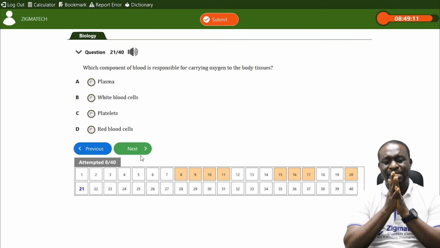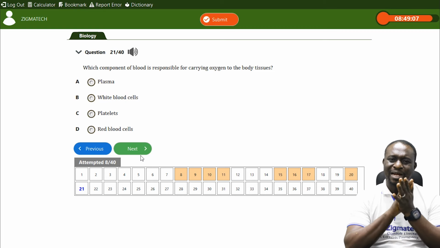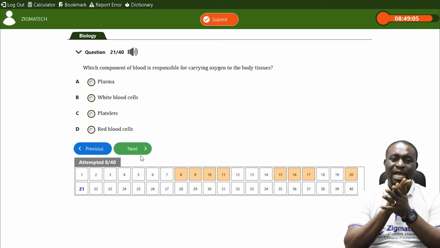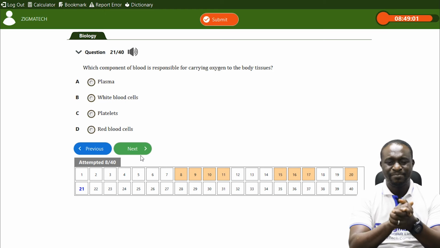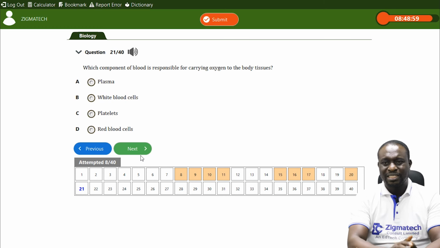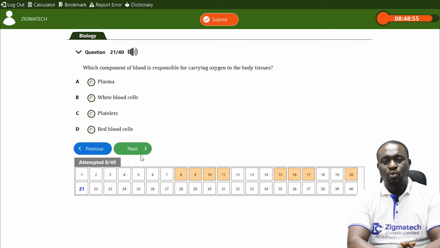And then option D says red blood cells. Now, the red blood cells have an iron compound called hemoglobin. Hemoglobin has a strong affinity for oxygen. It means it binds readily with oxygen. So the red blood cells, with the aid of hemoglobin, transport oxygen from one part of the body to another.